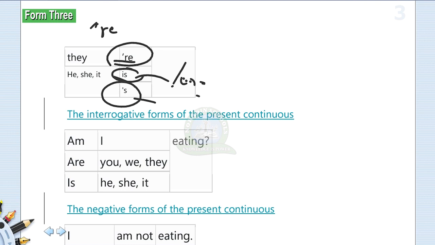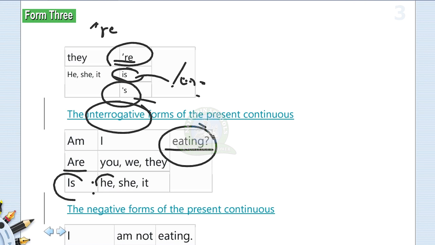These are the interrogative form. Am I eating? It's a question. Are you eating? Are we eating? Are they eating? These are all questions. Is she eating? Is he eating? Is it eating? These are all what? Questions. So when we are making an interrogative sentence, we put the auxiliary verb at the front of the sentence.